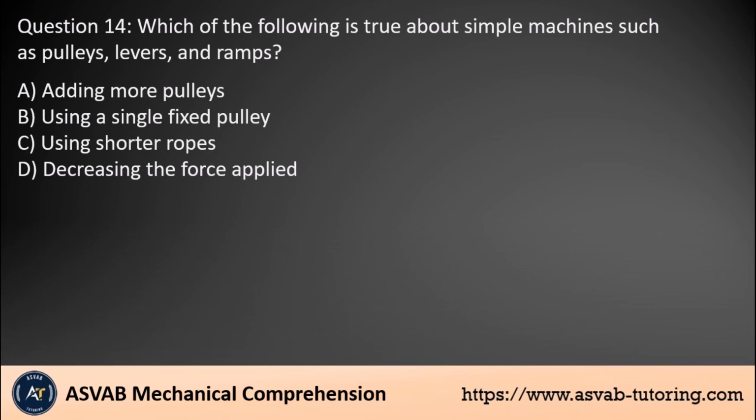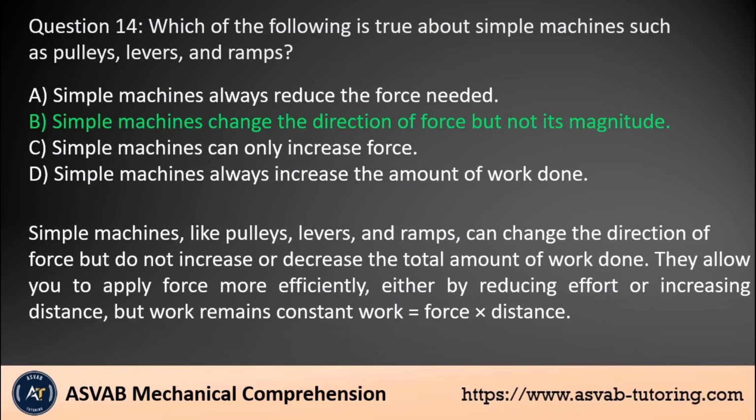Question 14. Which of the following is true about simple machines such as pulleys, levers, and ramps? A. Adding more pulleys. B. Using a single fixed pulley. C. Using shorter ropes. D. Decreasing the force applied. The correct answer is option B. Simple machines change the direction of force but not its magnitude.